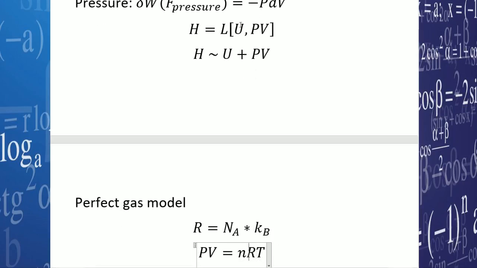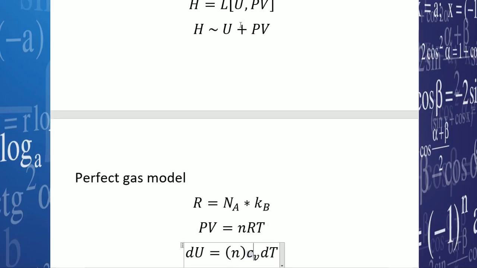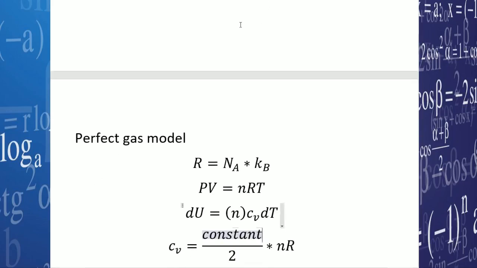Linked with this, PV equals nRT, P pressure, V volume, n the number of atoms, R the constant of perfect gas, and T the temperature. dU, the differential variation of internal energy, equals n CV dT. Sometimes it depends how we define CV. CV is a constant that you use to define this relation, and basically it says that it's constant in this relation. You can use it in lots of calculus.